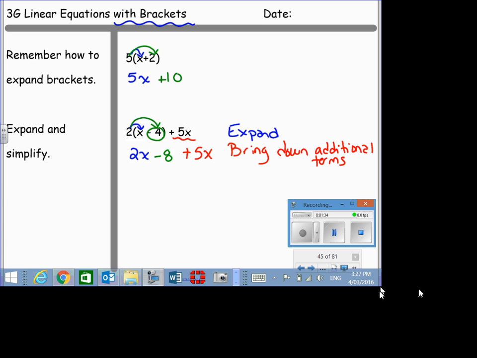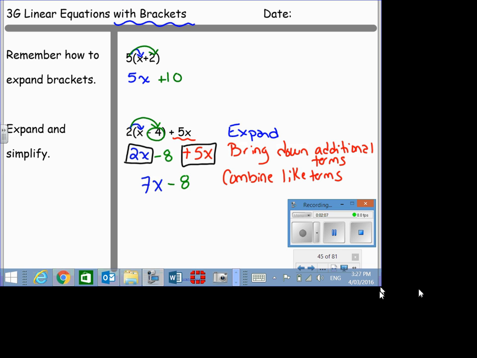Once I have everything written down, I can start to see if I have any like terms. You'll notice that we have positive 2x and a positive 5x. So we can combine our like terms so that we get 7x, and then we still have the minus 8 added on the end. Okay? So we'll do that by combining like terms. So this was just a quick revision of how we expand brackets.